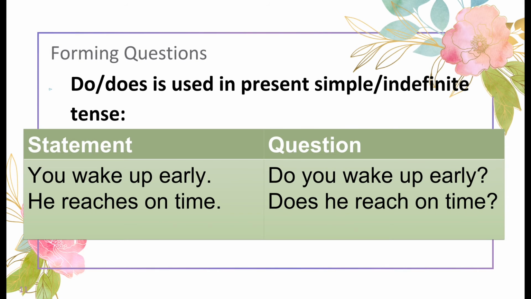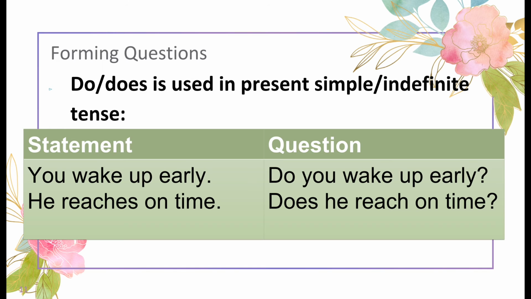Do or does is used in present simple or present indefinite tense. You wake up early. He reaches on time. Both of these statements are in present indefinite tense. With the first person singular and the second person as well as the third person plural, we use do. And with the third person singular, we use does. You wake up early is second person singular, so we will use do. Do you wake up early?